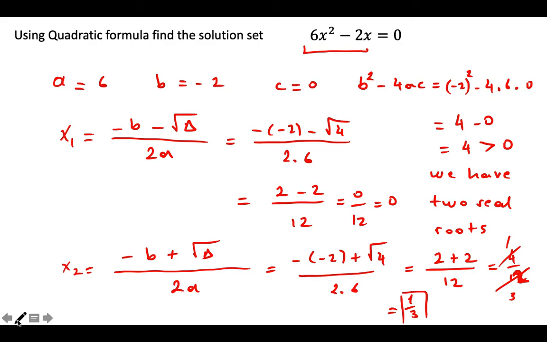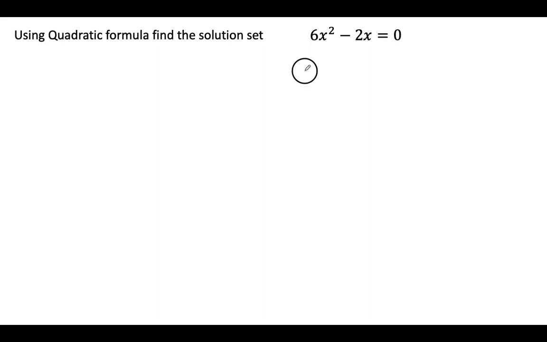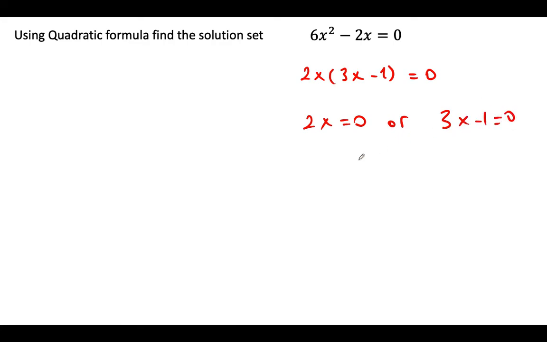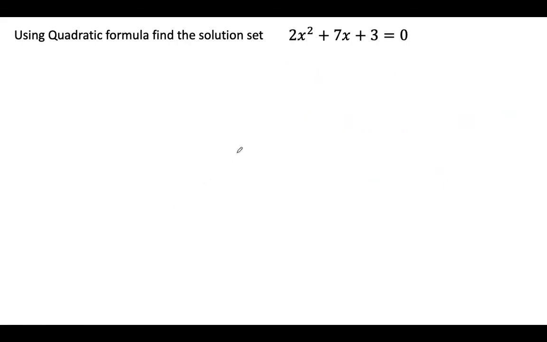Or forget about the quadratic formula. Can I use normal factorization to solve this question? Yes, 2x common parenthesis, 3x minus 1 is equal to 0. 2x is 0 or 3x minus 1 is 0. So x is 0 or x is 1 over 3. Why? 3x minus 1 equals 0, so x is 1 over 3, yes, as we did. So this is by using the factorization, the other by using the quadratic formula. And that's it. Let's continue.